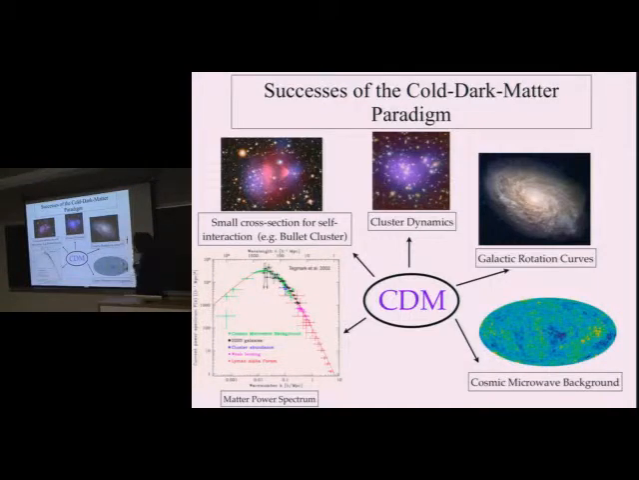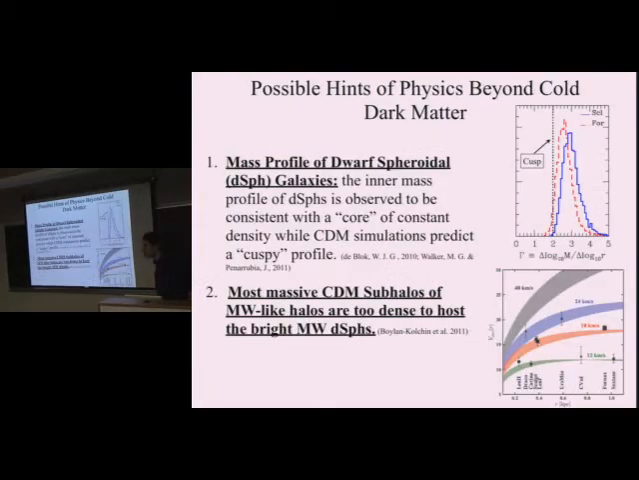But of course, if that was the end of the story, we'd be happy out of a job and we could go home and read a book. But this is not the end of the story. There are hints that there might be physics beyond cold dark matter. I'm going to talk about just two hints here. There are many more. And of course, these are just hints. They're not definite observations proving that cold dark matter is wrong, but they make you think about what lies beyond.